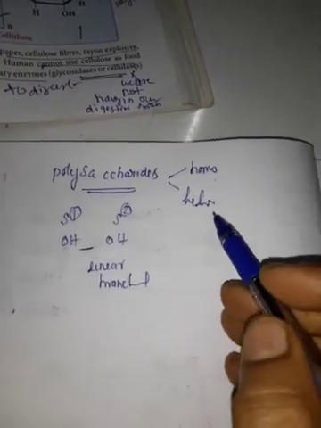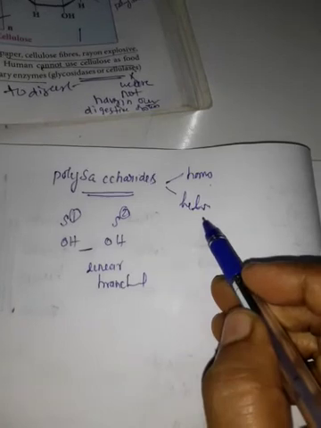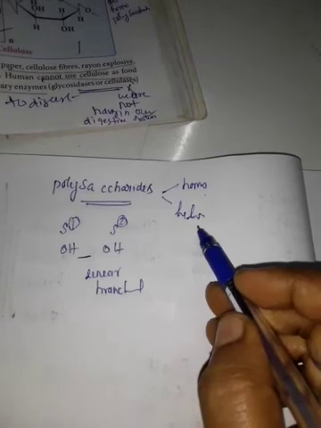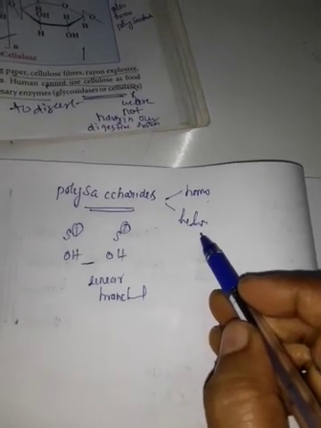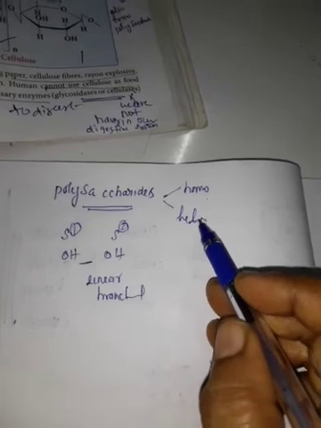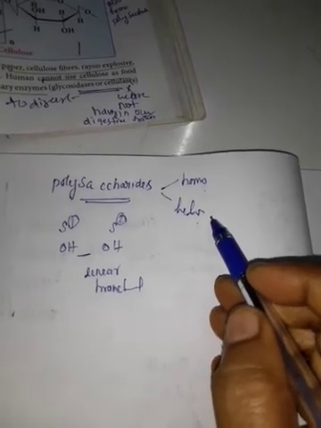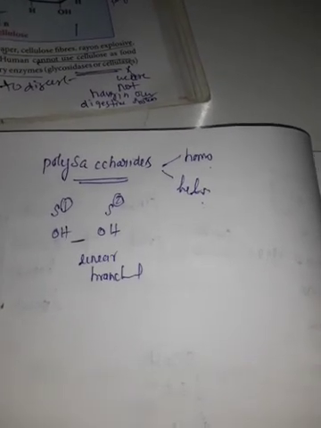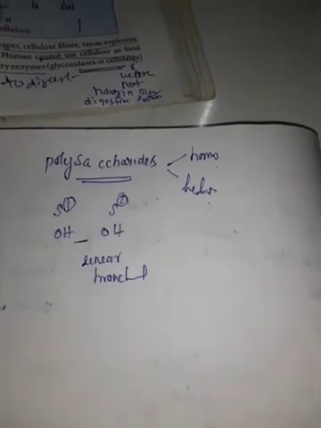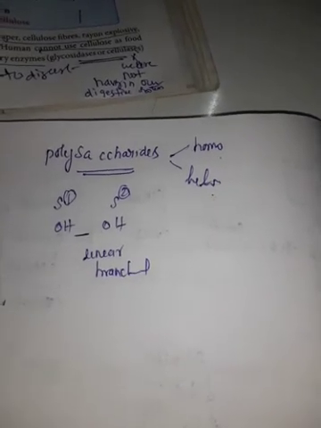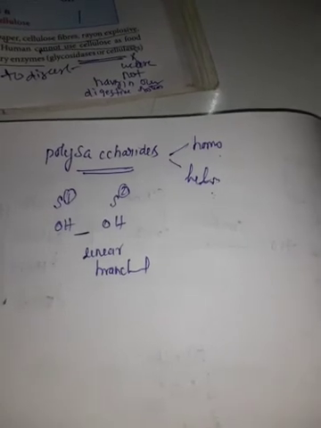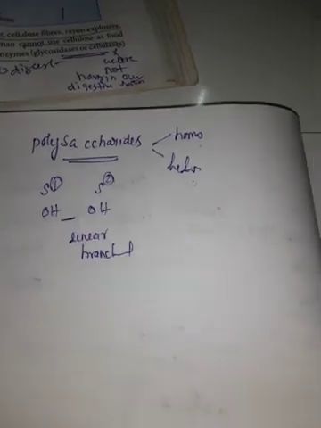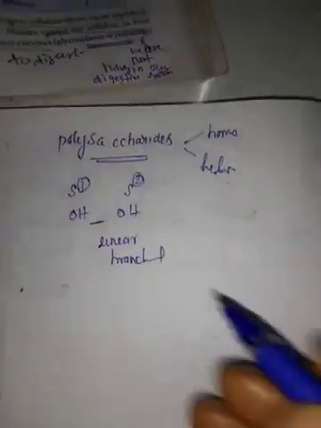And heteropolysaccharides, for example hyaluronic acid and heparin. Hyaluronic acid is jelly-like in our body, present in our eyeballs and skin. What is the use of that? It absorbs moisture and retains it. Then heparin is also of that form only. They are called heteropolysaccharides.